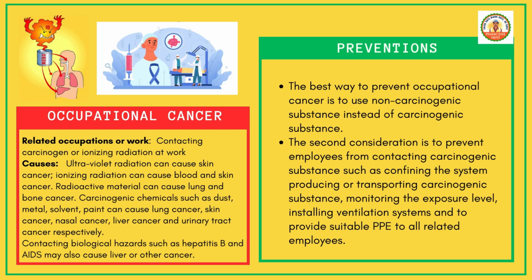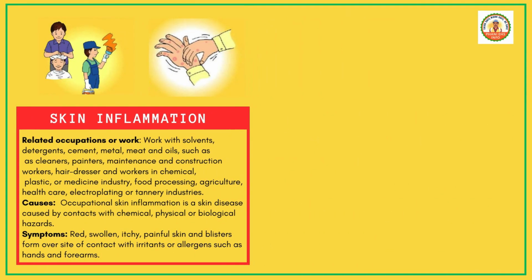Preventions. The best way to prevent occupational cancer is to use non-carcinogenic substances instead of carcinogenic substances. The second consideration is to prevent employees from contacting carcinogenic substances, such as confining the systems producing or transporting carcinogenic substances, monitoring the exposure level, installing ventilation systems and providing suitable PPE to all related employees.